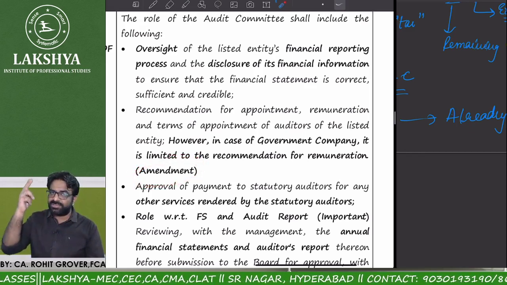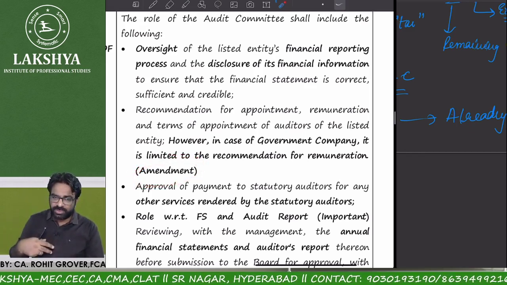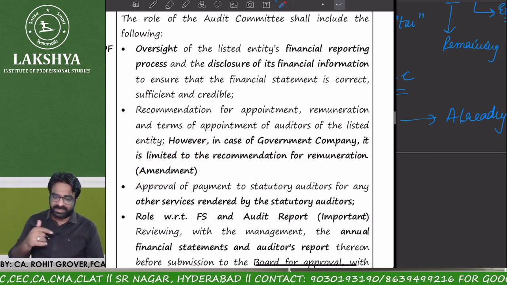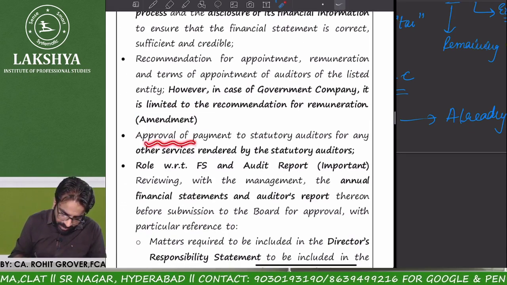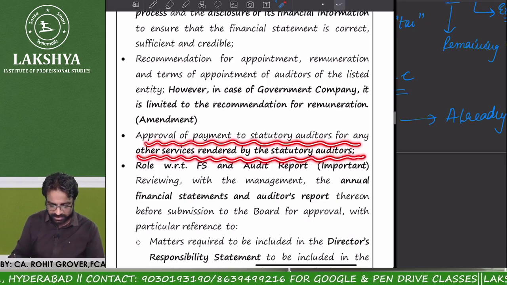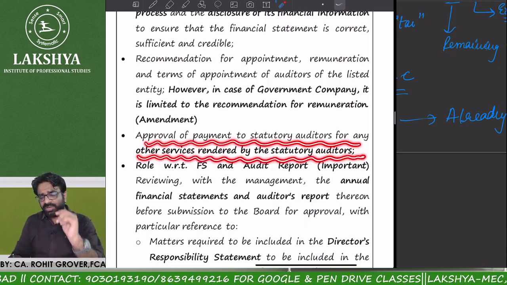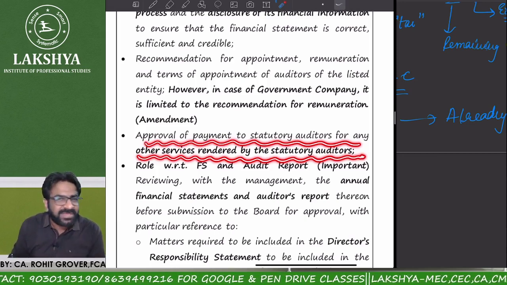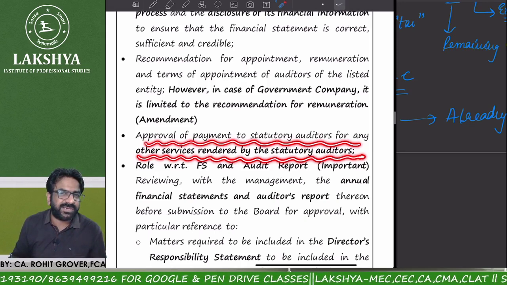So other than those 13, are you able to understand these two? First was oversight and then this. Then approval of payment to statutory auditors for any other services rendered by the statutory auditors. We are not talking about the audit fees. Audit fees they will not approve, sir.